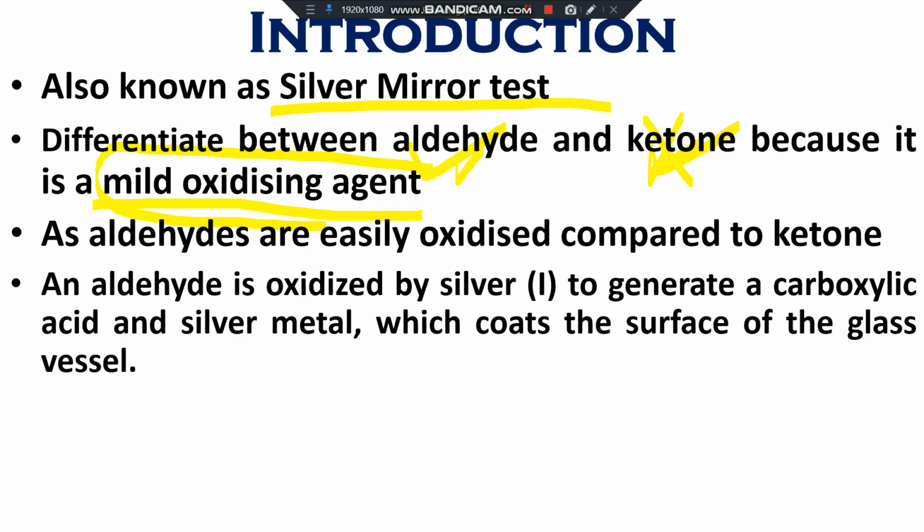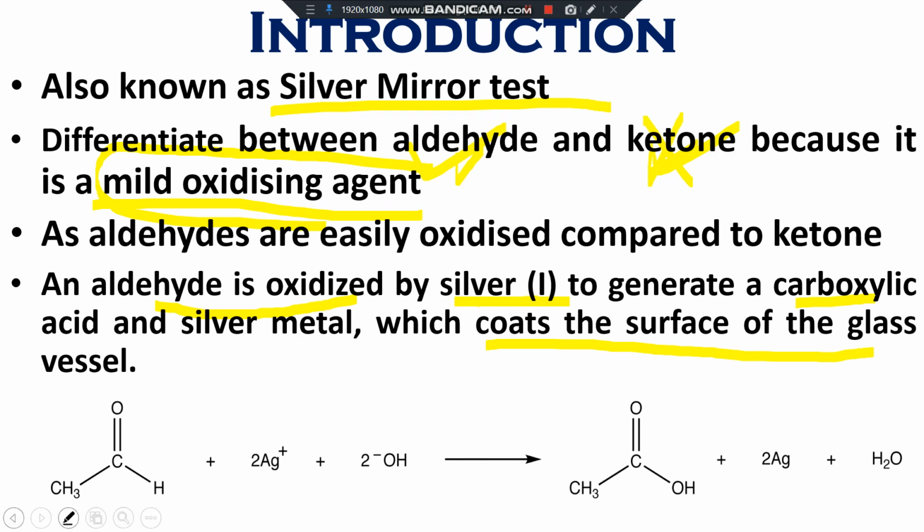So in this test, wherever we have aldehyde in the test sample, this aldehyde is going to be oxidized by silver one ion, silver plus ion. The silver plus ion will be converted to metallic silver, and whenever you oxidize aldehyde, it will be converted into carboxylic acid. This silver plus one ion is converted into metallic silver, which will be present as a coat on the glass surface. So that will give you a mirror type of appearance. That's why we are calling it silver mirror test.